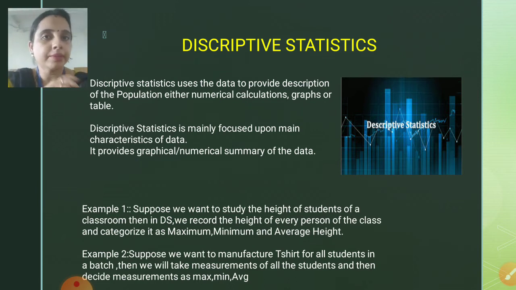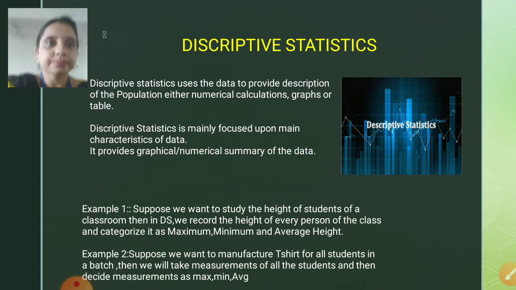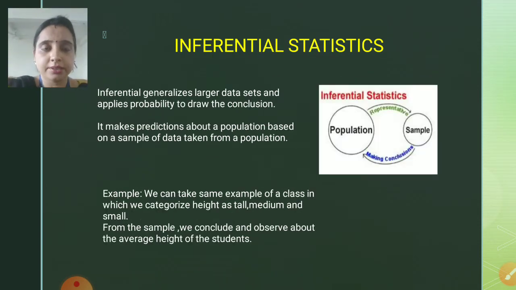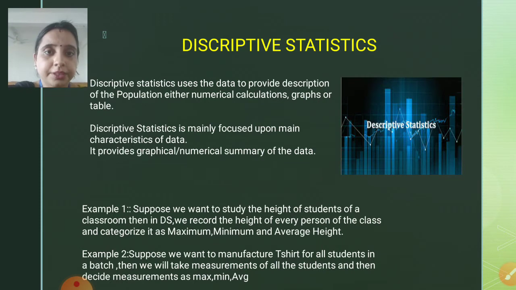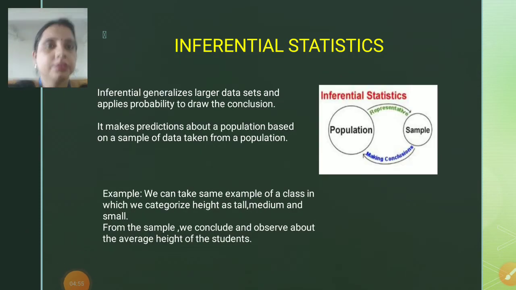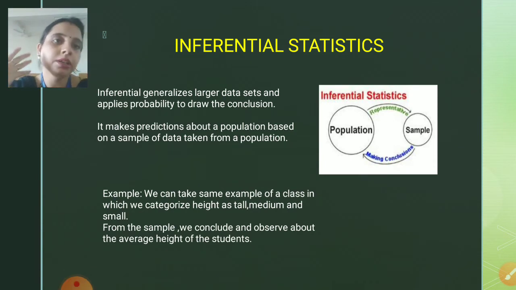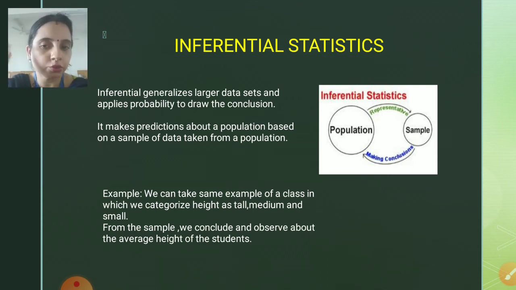So I think I am clear with this topic, descriptive statistics. Coming on to the next one, that is inferential statistics. If we talk about inferential statistics, you can easily understand what it is representing with the diagram. It is representing a population. As we discussed earlier, a population is the data set on which we want to do a survey, or from which we need to conclude something.